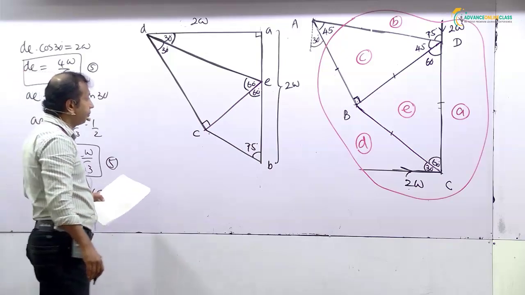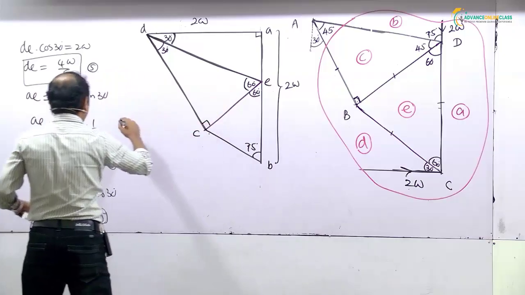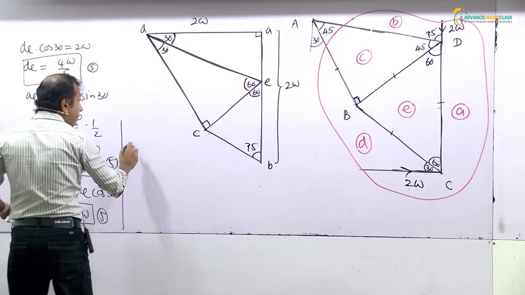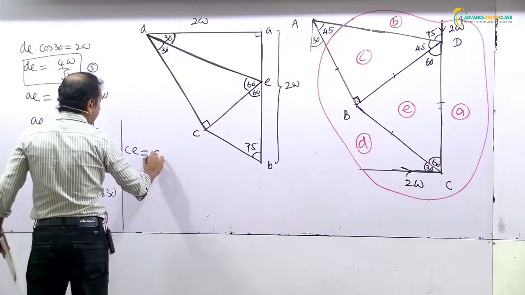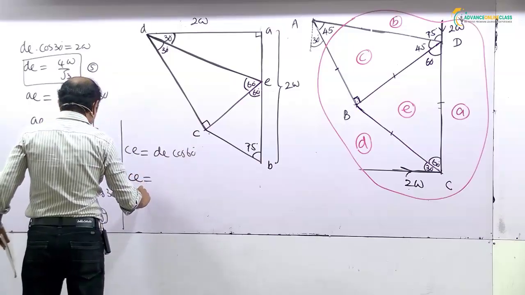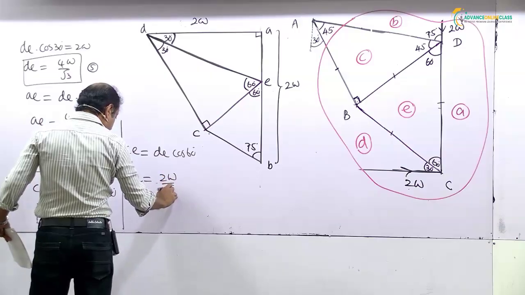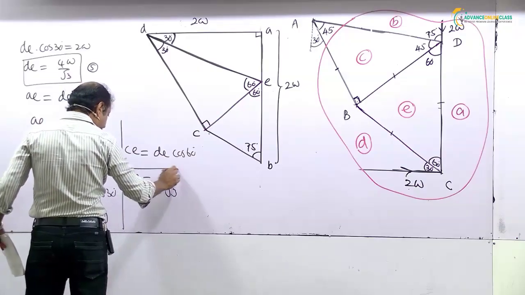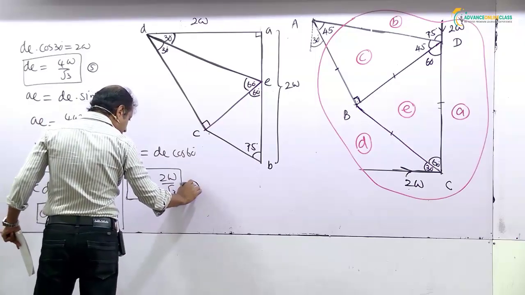CE next. CE means DE cos 60. CE is equal to DE cos 60. For CE, we get 2W over root 3. We can substitute here, no? 2W over root 3. 5 marks.